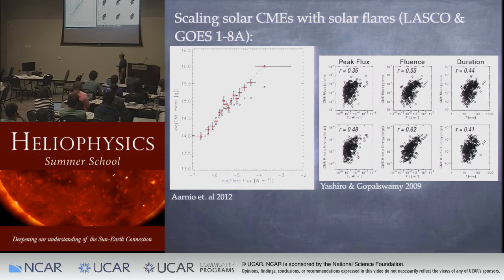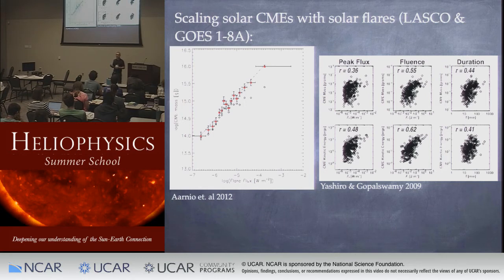So what we want to look at is that in stars we can't see CMEs, but what we can see is flares. Okay? So we can look at the sun and try to derive a relation between the flare flux and CME flux, mass, kinetic energy, CME properties. Okay?